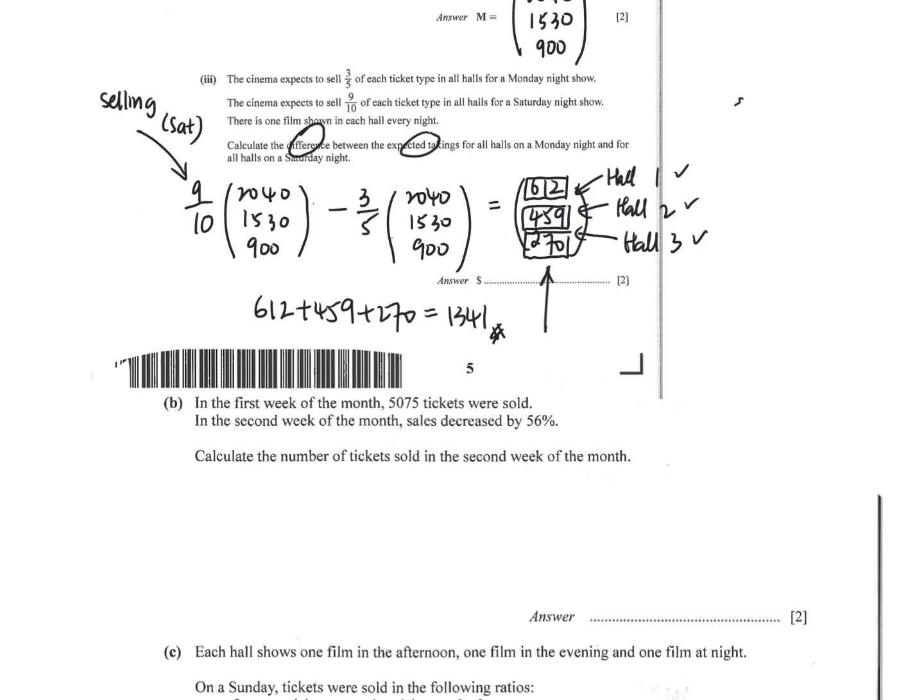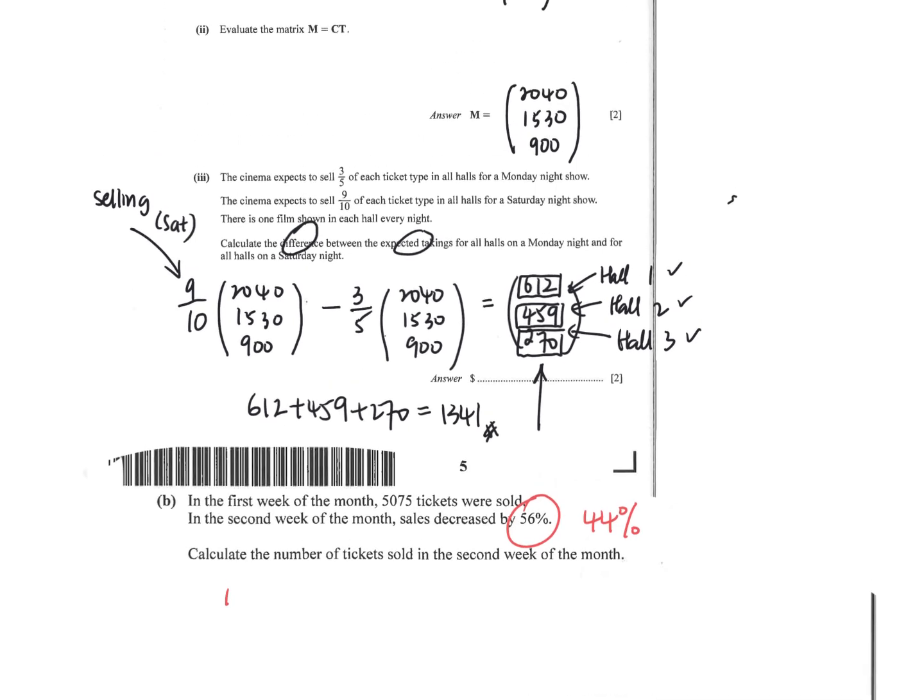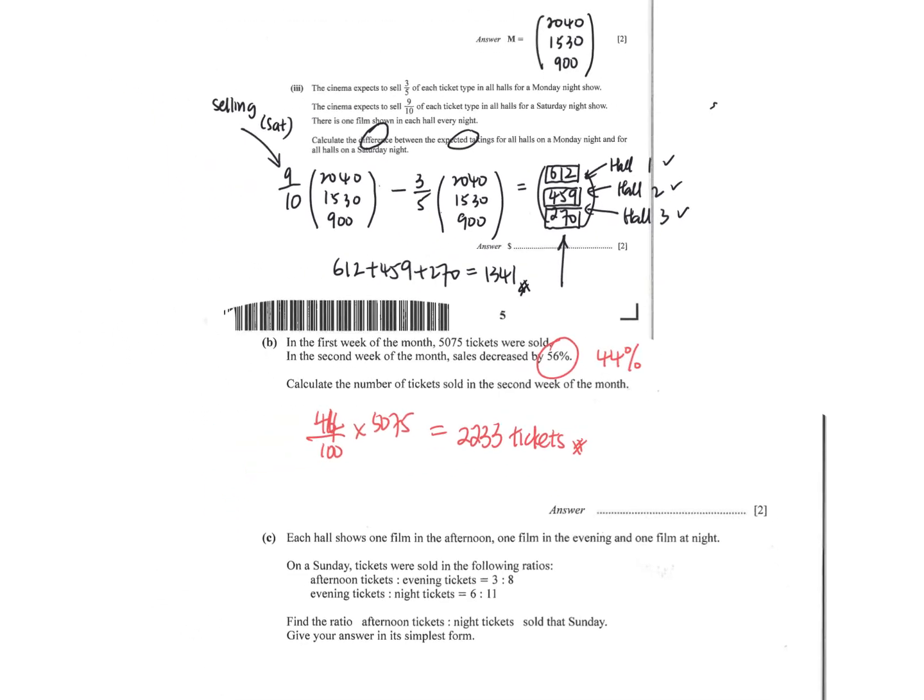But this one not relevant one. In the first week of the month, 5,075 tickets were sold. In the second week, sales decreased by 56%. So second week, you are only selling 44%. Because decreased by 56 means you only sold 44%. So go and find 44% of this. You get 2233 tickets for the second week of the month. So this is just a percentage question.